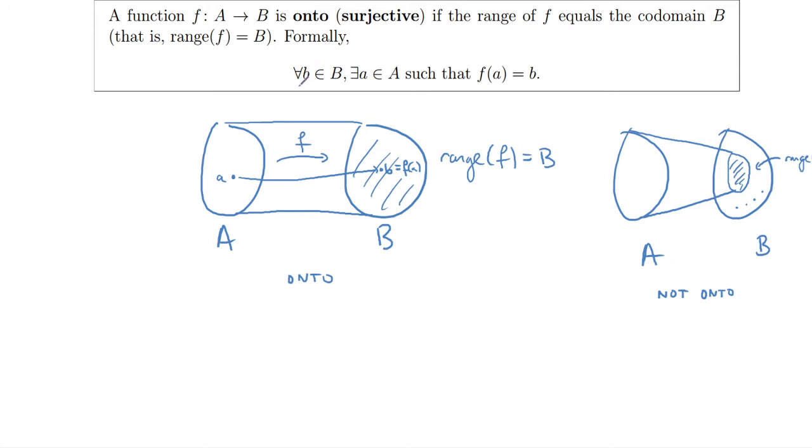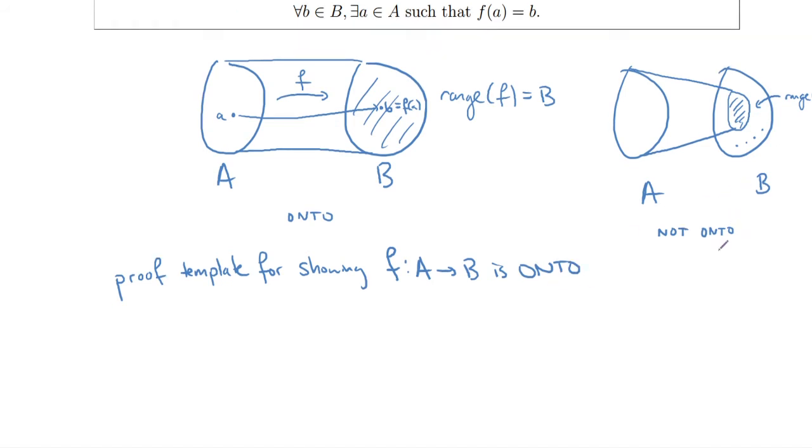Okay, now looking at this existential statement, how do we come up with a proof template? Well, a proof template for showing f goes from A to B is onto. Okay, so staring at that existential statement at the top, how does this start out? Well, it starts out with a universal statement: for all little b in B. So you would just say let little b be an element of B.